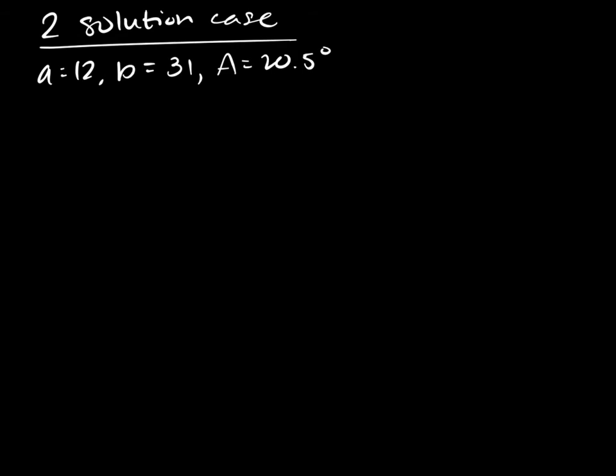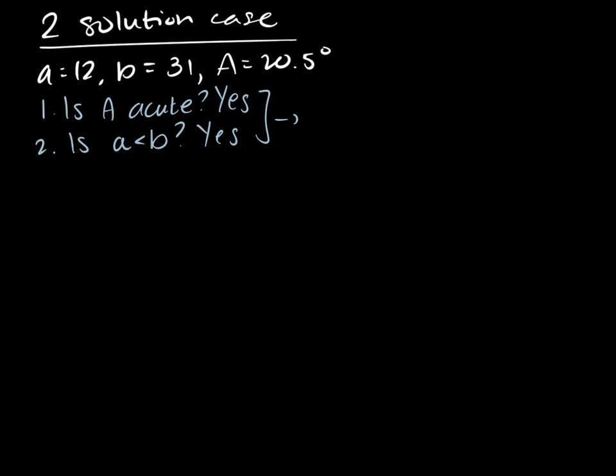So first thing we're going to do, question 1, is A acute? Answer is yes. Question 2, is the corresponding side, that is A, less than B? Answer is yes. Therefore, we can have no solution or two solutions. Okay, so we've eliminated the possibility of one solution. Next thing we're going to do is solve for angle B, because we want to make sure we don't have no solution.